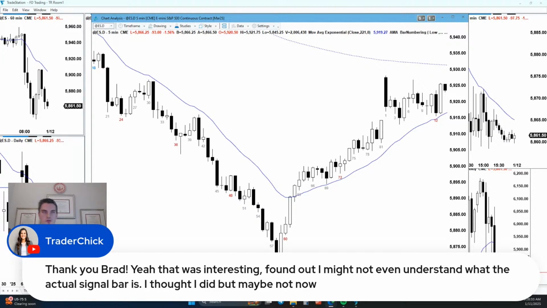A signal bar is a reason for entering the trade. A breakout is a signal bar. A stop entry can be a signal bar. Every bar can be a signal. Every one of these bars here is a signal bar for something. You have to understand what the signal bar is in relation to the trade that you want to take. That could be a reversal bar. This is a signal bar here, and this is a signal bar here. All of these are signal bars, but you have to understand what the signal bar is in relation to the setup that you're taking.